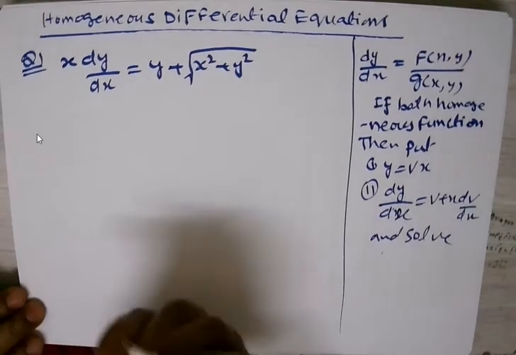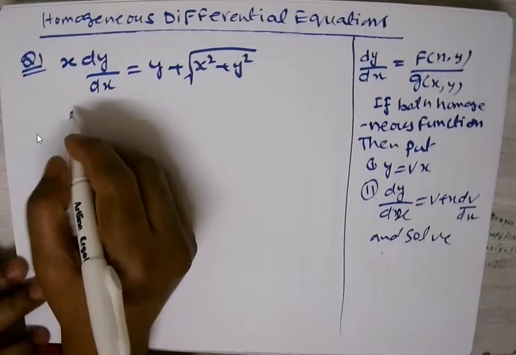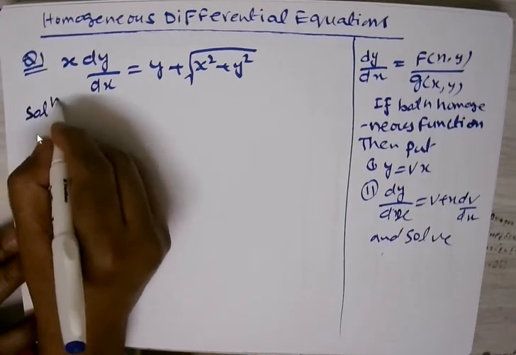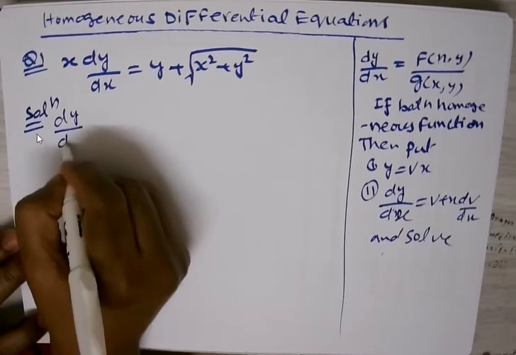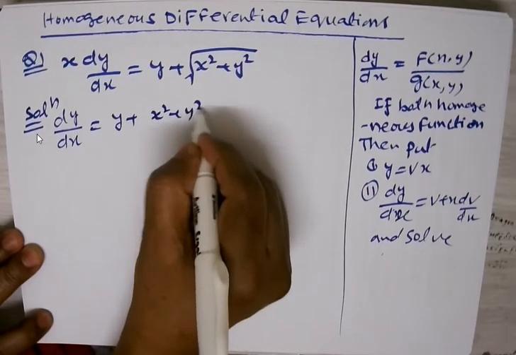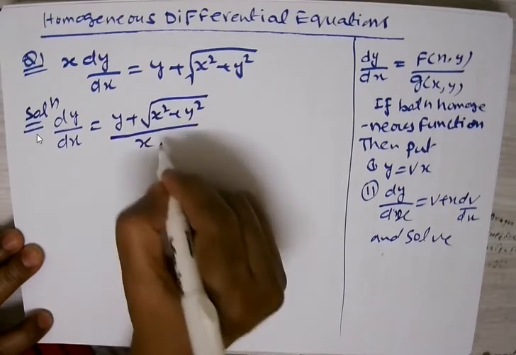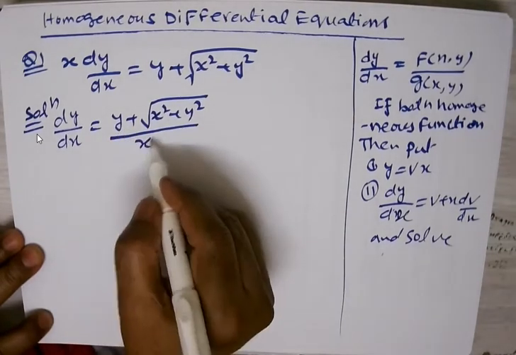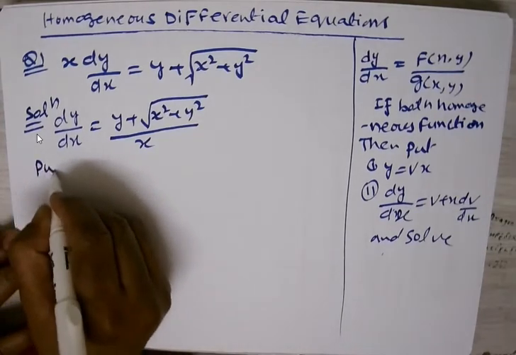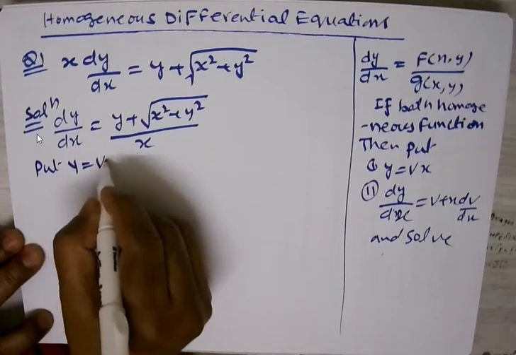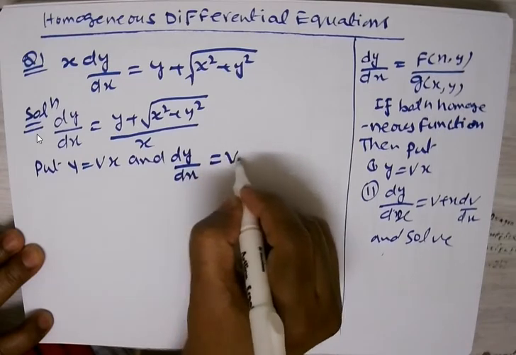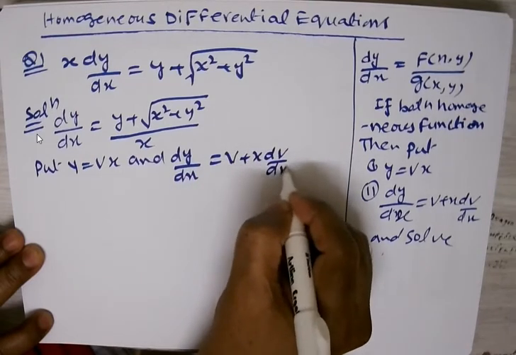Continuing from that, I am going to explain how to solve this differential equation. For the solution, we need to put it in terms of dy/dx. So we can write it by using algebra: (x square plus y square) over x. Now see here, degree 1, and because of the square root, this also comes to degree 1. So for the solution, put y equal to vx and dy/dx is equal to v plus x dv/dx.